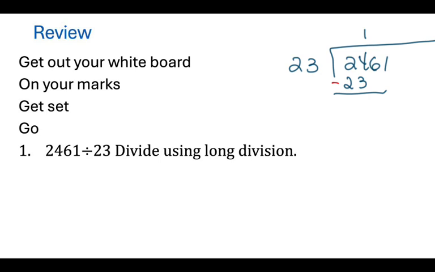We subtract, and I'm going to get 1. The next step is to bring down. Bring down your 6. Then we ask ourselves again, 23 goes into 16 how many times? It's not big enough, so we have 0. We multiply, and we get 0. We could just then bring down again.